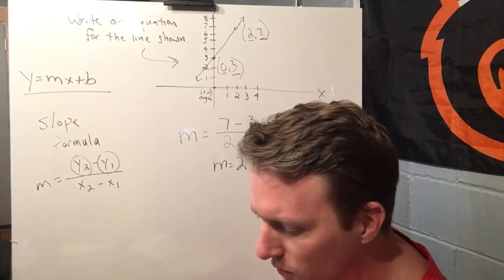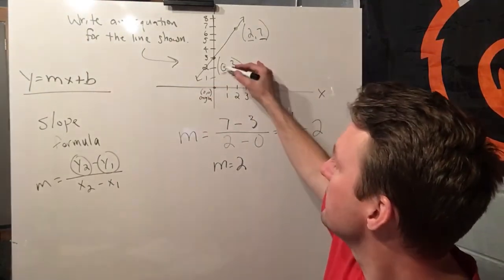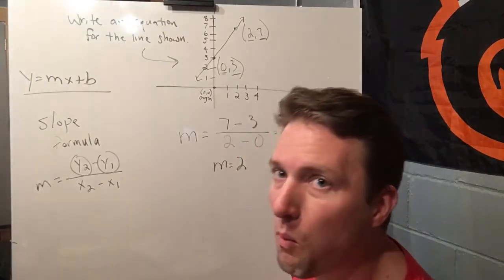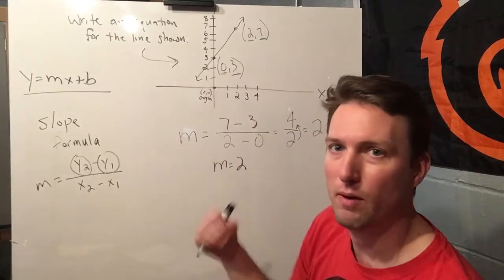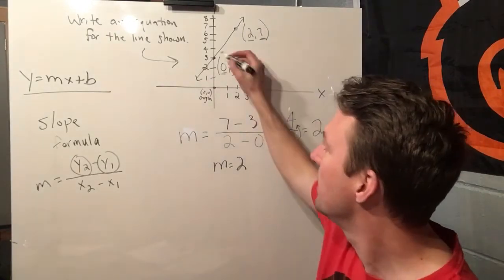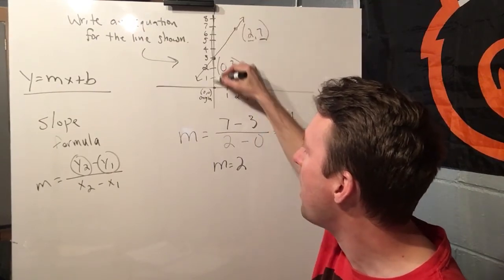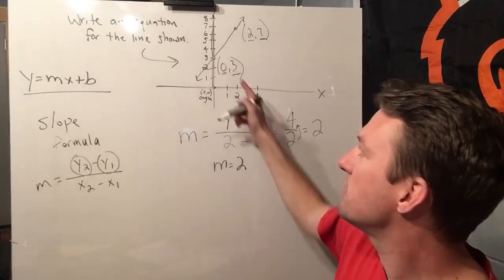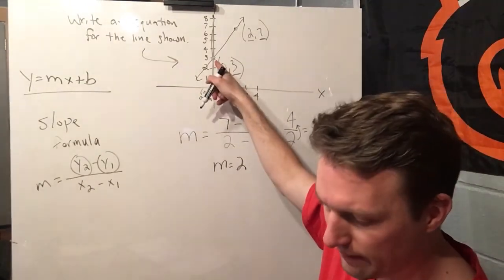Next, we can look at our line. Our line passes through 0, 3. What this means is the y-intercept is 3. Remember, way back when we were talking about y-intercepts, the y-intercept is where the line crosses the y-axis here. So since it's 0, 3, the y-intercept would be 3.